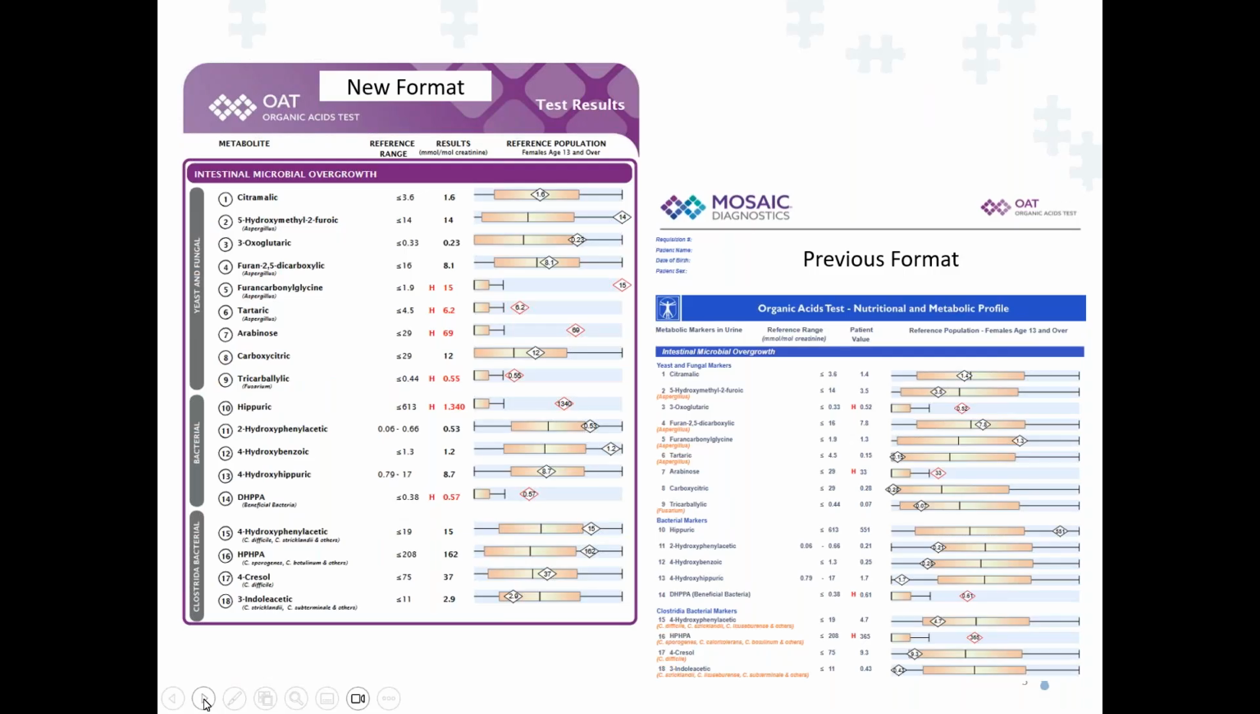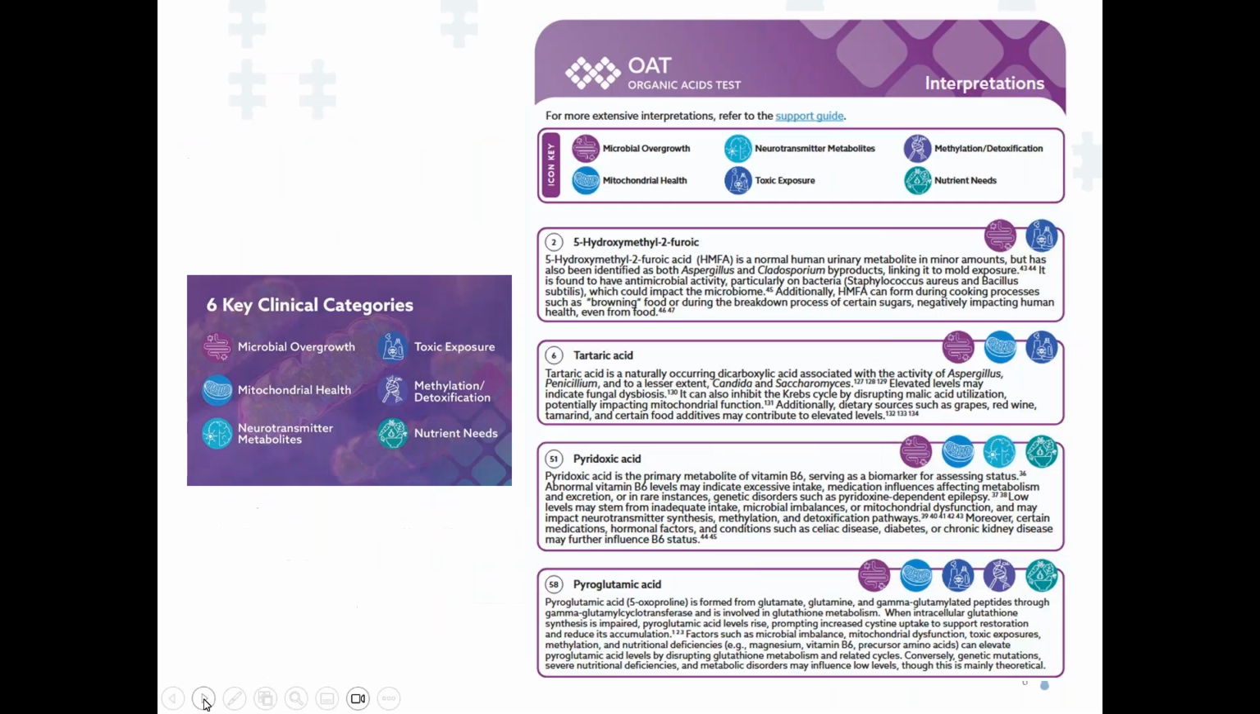So when you compare a previous test to a new test, if you get into the meat of the test, there is no difference in the way the test is laid out. And if you're more comfortable with the previous version, you can easily interpret the new format. What they've also done at Mosaic was to improve the interpretation sections. Each individual marker now has its own specific interpretation paragraph. And they've also incorporated these clinical category icons. So we've got microbial overgrowth, mitochondrial health, nutrient needs, etc.